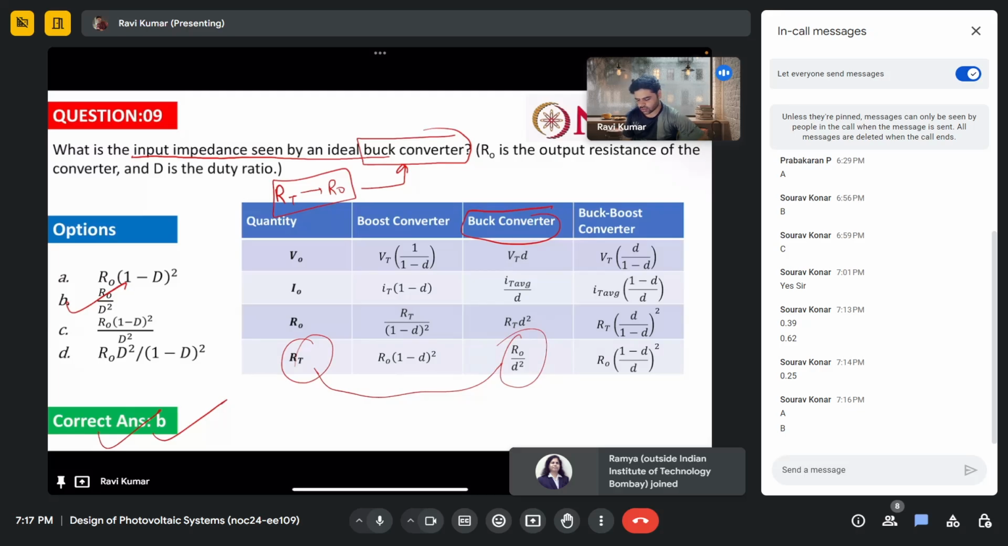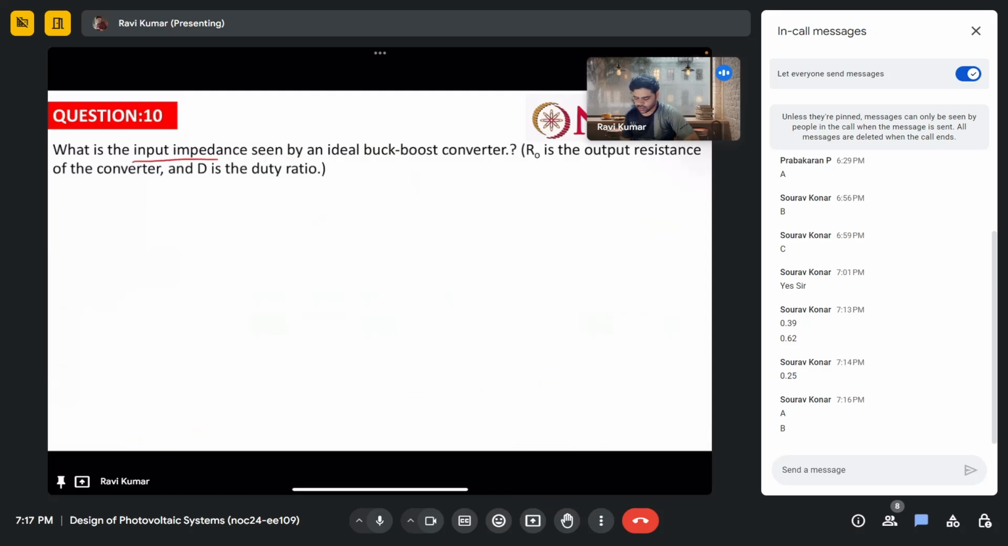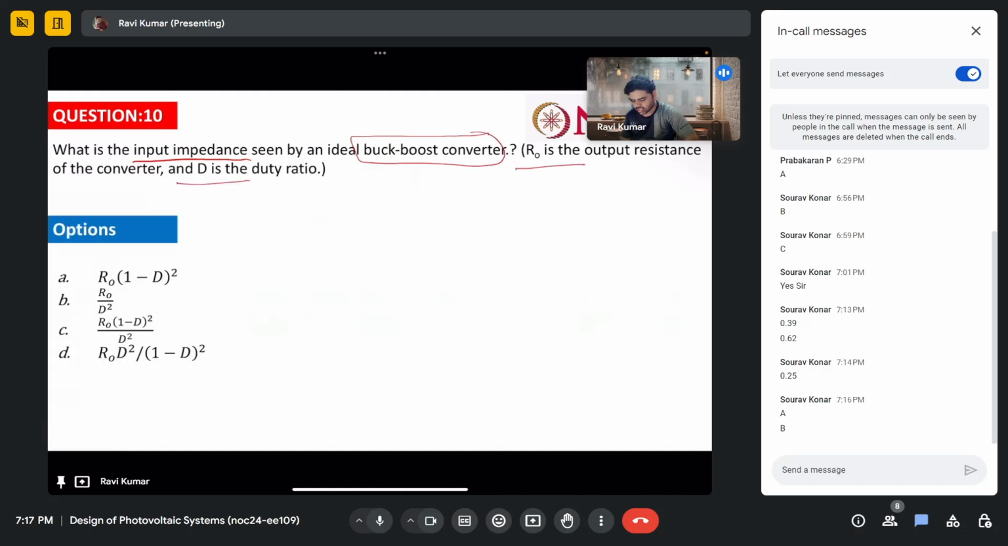Now let's move to the next question, which says, what is the input impedance seen by the ideal buck boost converter? R naught is the output resistance, D is the duty ratio. These are the options. It means RT in terms of R naught.